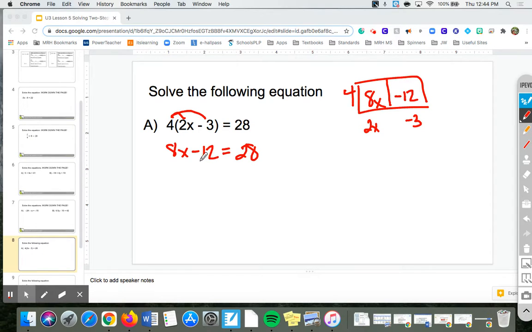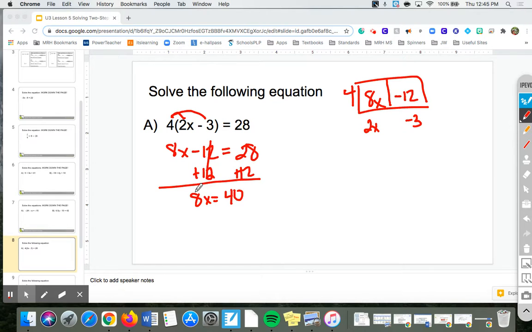So again, first I want to undo addition and subtraction because we're using the order of operations in reverse order. So I undo, or do the opposite. Again, this is called inverse operations. Okay, the opposite of subtracting 12 would be to add 12. Whatever I do to one side, I must do to the other side. So when I add 12, it gets that subtraction of 12 off the left side because the end goal is really to isolate our variable x and get it all by itself. So I get 8x is equal to 28 plus 12, which is going to be 40.